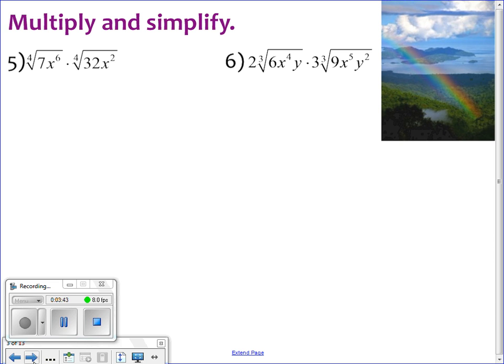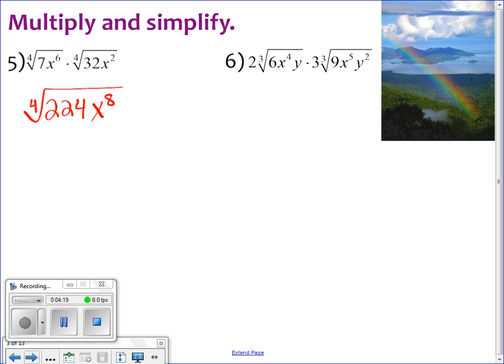All right, so number 5, fourth root of 7x to the 6th times the fourth root of 32x squared. So again, it's a multiplication. Let's multiply it first. So we're going to get the fourth root of, what's 7 times 32? 224? Yes. x to the 6th times x squared is x to the 8th. You add your exponents when you multiply. Again, we want to multiply them together first, and then see if we can simplify.